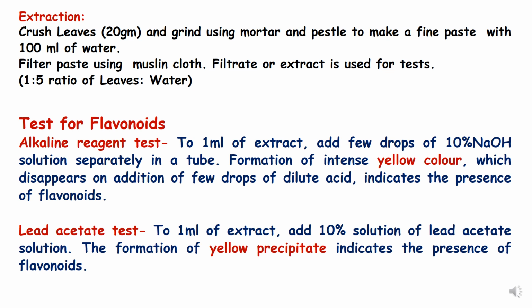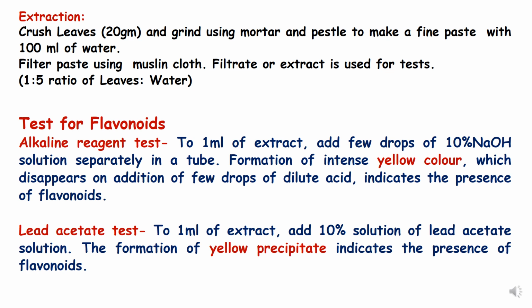For the flavonoid test, as we have discussed, there are two tests: the alkaline reagent test and the lead acetate test. In the alkaline reagent test, to 1 ml of extract in a test tube, we add a few drops of 10% NaOH, and the formation of an intense yellow color indicates the presence of flavonoids. When we add a few drops of dilute acid, this color disappears.